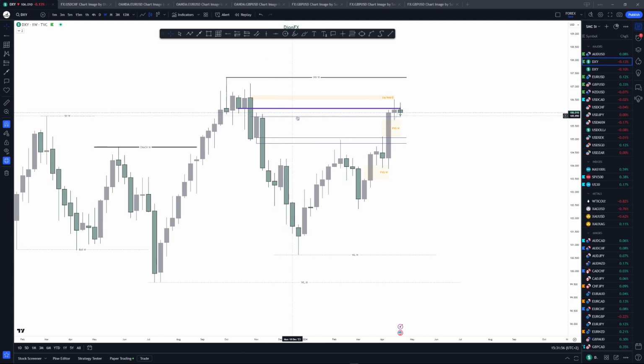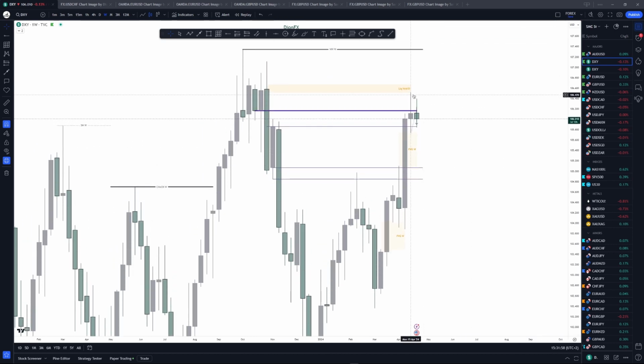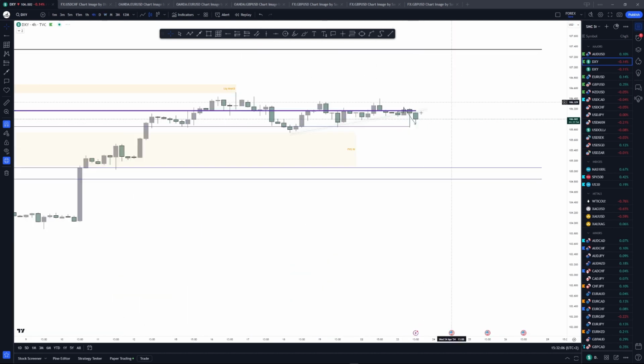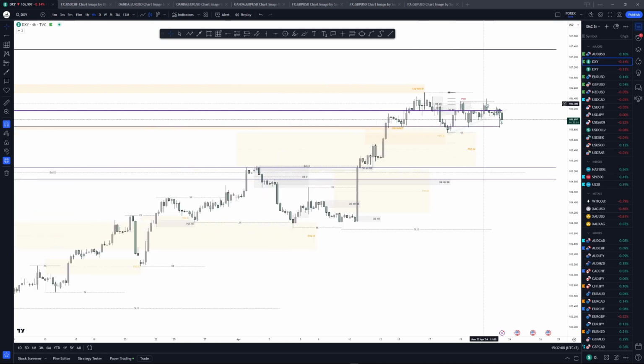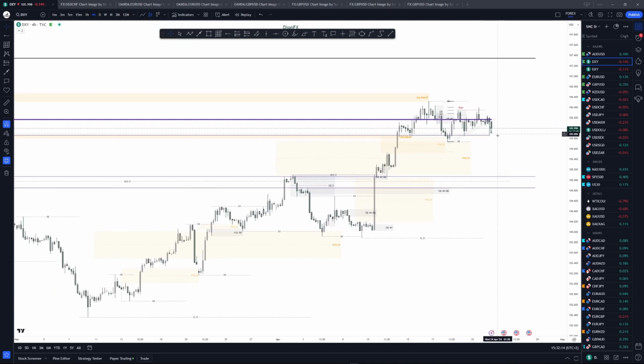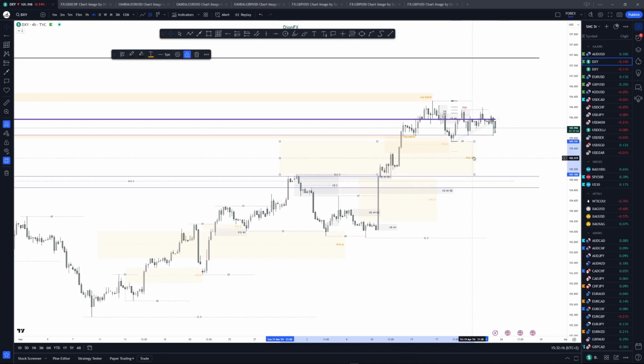Because on DXY, as we see, price has struggled. It struggled last week to close above this line right here. Okay, and this week we opened on Monday yesterday, and we went straight up to kind of manipulate these highs. And right now I think the price is ready to fall and go into the weekly fair value gap that we talked about earlier this week.